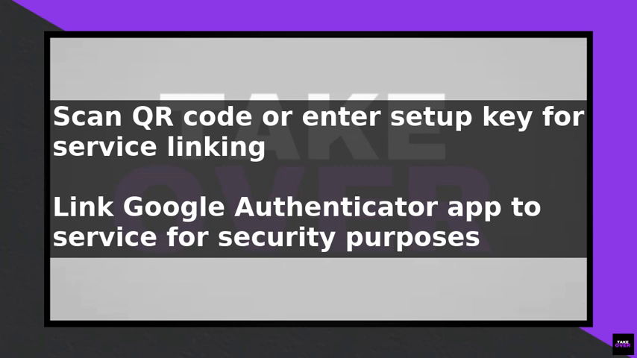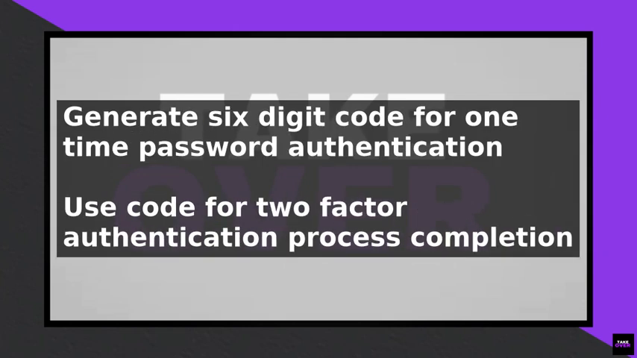To test the setup, go to the service you linked to Google Authenticator and try to log in. You will be prompted to enter your username and password as usual. After entering your credentials, you will be asked to enter the 6-digit code generated by the Google Authenticator app. Enter the code and click Submit. If everything is set up correctly, you should be logged in successfully.